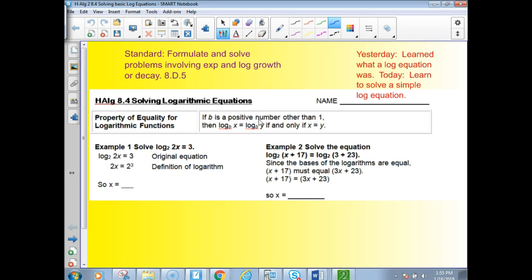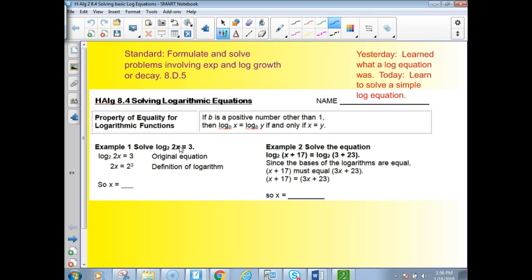So if a is a positive number other than 1, meaning the base is something other than 1. By the way, it also has to be positive. The bases are not allowed to be negative. So then the log in base b of x is equal to the log in base b of y if and only if x equals y. So what that is intending to imply is that if you have a log in the same base equal to a log in the same base, you can drop the logs and set x and y equal and solve. Okay, so that's one of the methods of solving these, but it's not the only one.